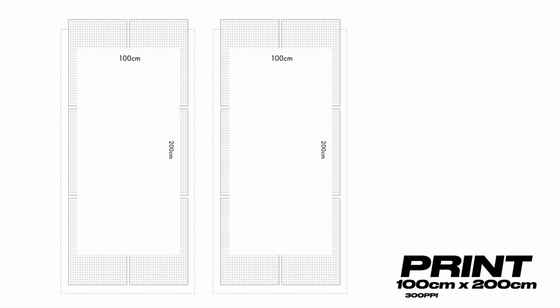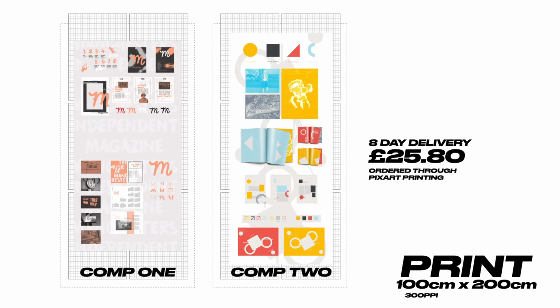So we have priced up some prints, and for a 100 by 200 centimetre print, two of them will cost £25.80, and it's printed on paper, just like we did last year. When the exhibition is done, you can take that away with you. So this is what it would look like. You'll have one wall with your component 1, one wall with your component 2, and the sizes of these prints are 100 centimetres by 200 centimetres, printed at 300 pixels per inch. We ordered that through a company called PixArt.